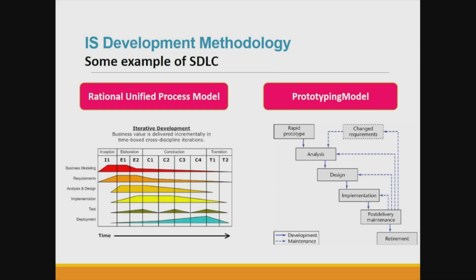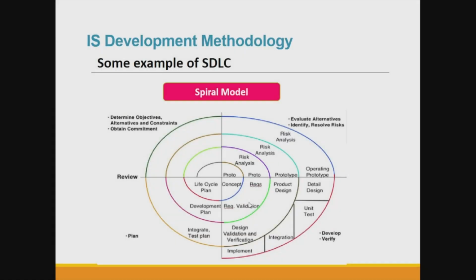Okay, another model, we have the Rational Unified Process model. This one is for iterative development. So basically, it looks like the SDLC. We have several pieces, and in each piece we have the activities. And then we have the prototyping model. So rapid prototype, you analyze. Any changes, go back to the previous piece. So this one is prototyping. And then we also have the spiral model. So it looks like this one.